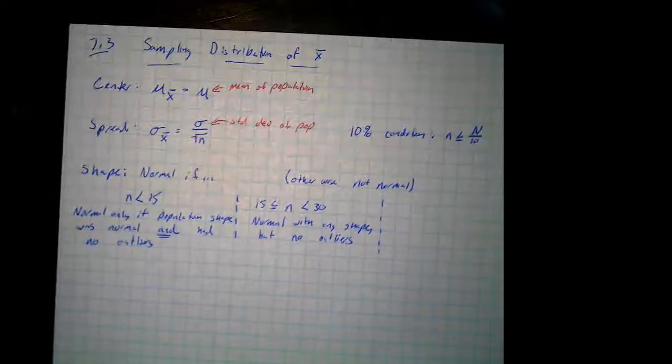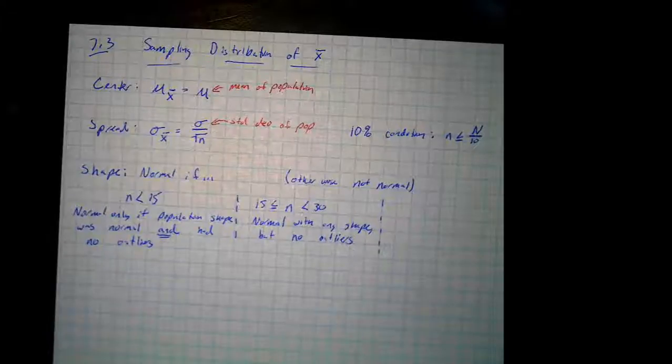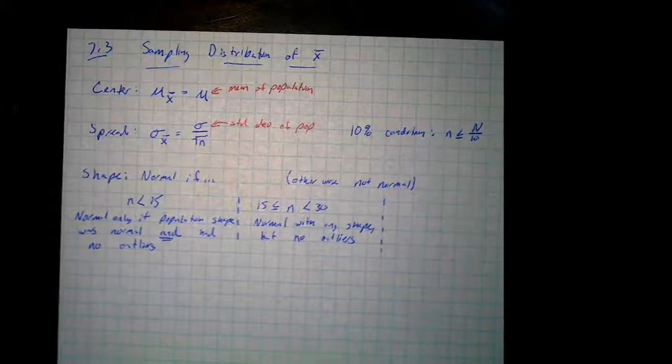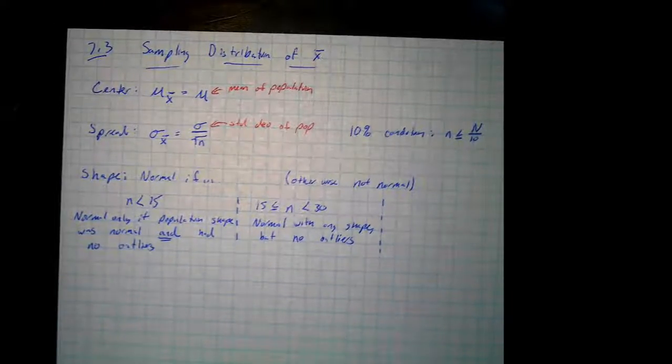This is like throwing Bill Gates' kid in the distribution of your parents' income, right? So if I did a survey of, like, what's the average income of your parents? If I survey 15 of you, and I want it to be a normal distribution, I need to have the original distribution normal, and I need to have no outliers.